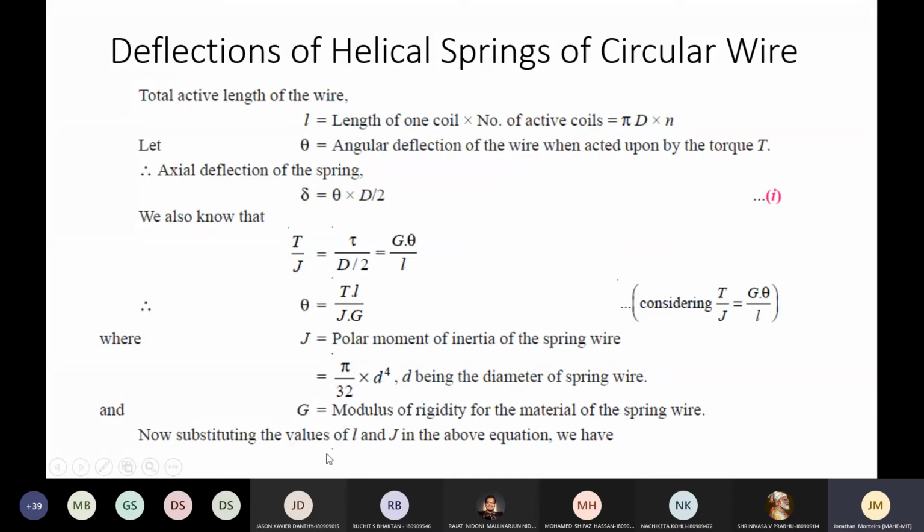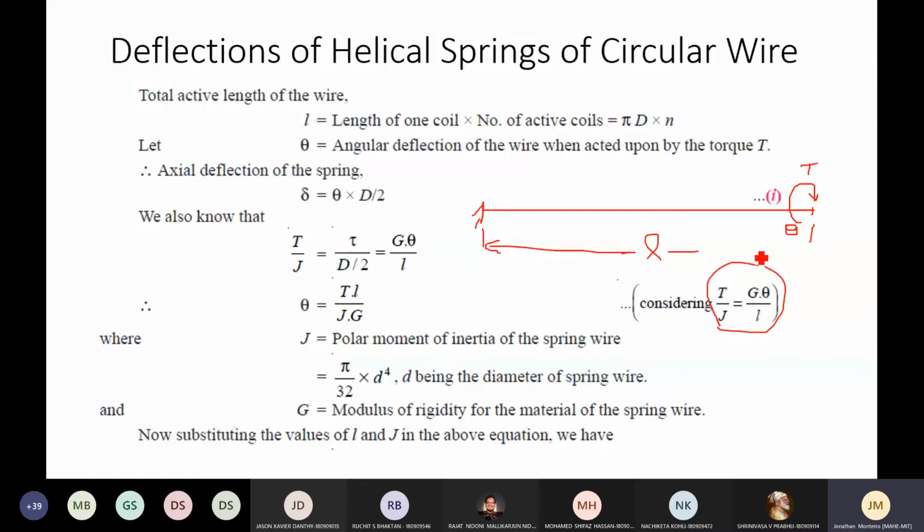this formula T by J equals G theta by L, as I mentioned, is of a wire. We are still maintaining that it is a wire subjected to some torsion. The twist felt in the wire is theta. T by J is equal to G theta by L. What is L? L is the length of the wire that has been used to make the spring. These are all the usual notations.